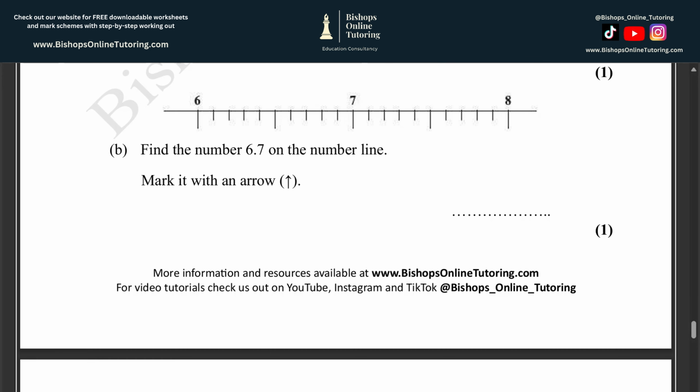Find the number 6.7 on the number line, mark it with an arrow. 6 is over here, 7 is over here. Our middle point is over here at 6.5. So we can see this is also going up in 0.1s. So let's count up from 6.5. So 6.6, 6.7. Draw the arrow, and that's the end of that.